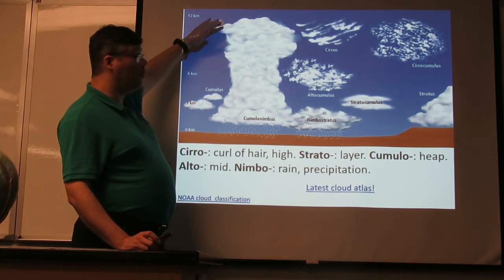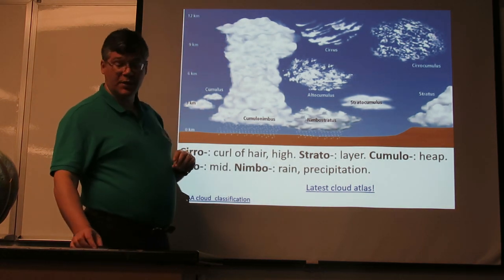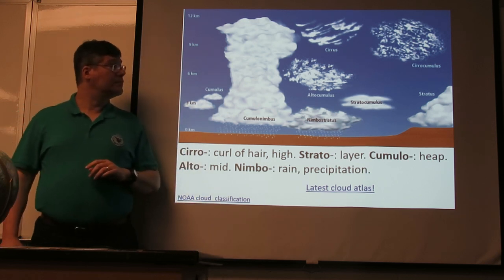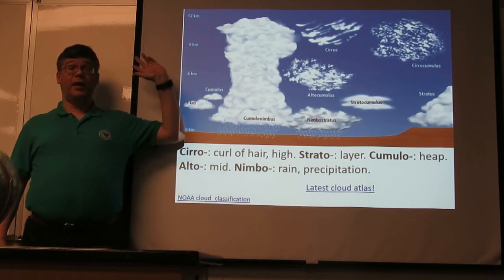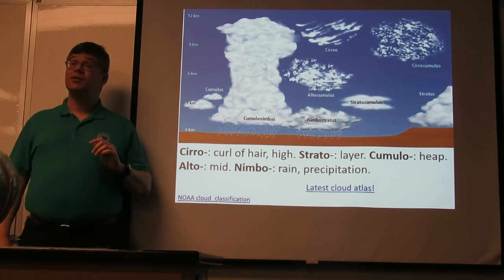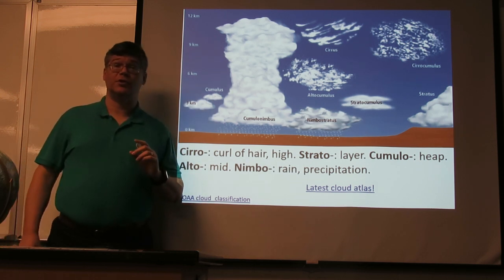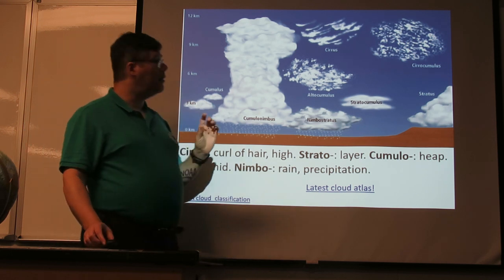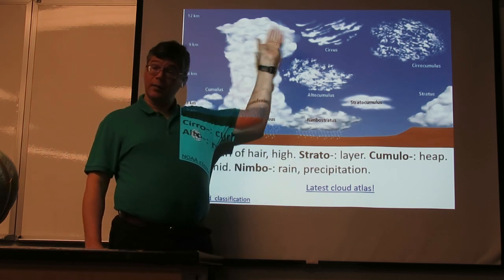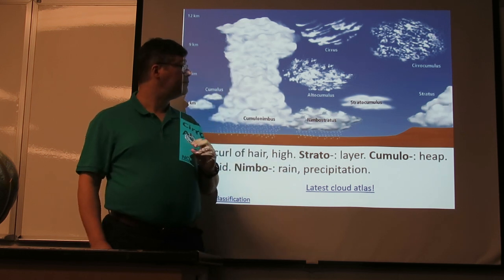Cirro referring to high level. It turns out that cirrus clouds are high elevation clouds. And that kind of hair-like, stringy, wispy look to them is because they are made of ice crystals. Typically kind of needle-shaped ice crystals. And that gives them their distinctive form.